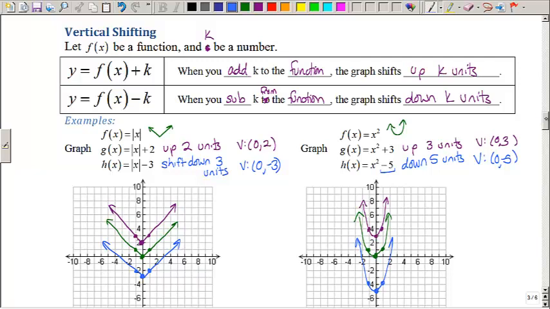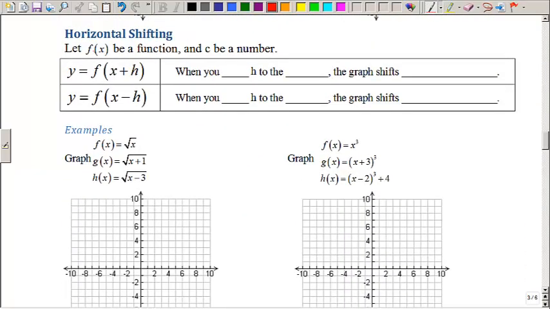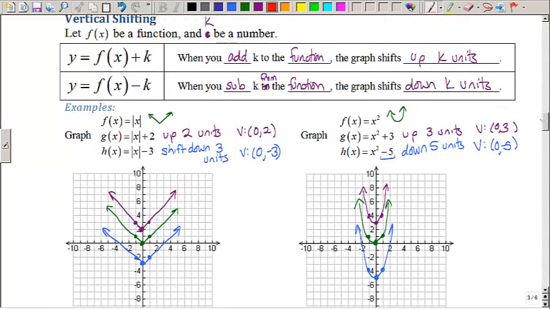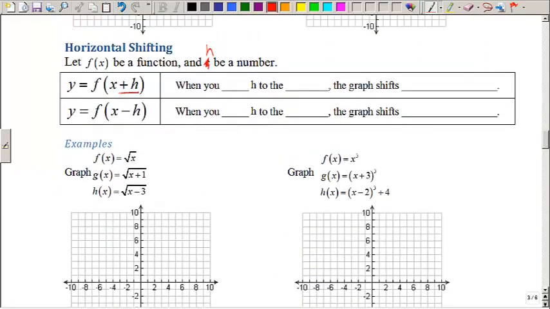So those are some examples of vertical shifting. Next we're going to be covering horizontal shifting. If we let f of x be any parent function, and let h be a number, and I'd like to graph y equals f of x plus h, notice that this is different than the vertical shifting because the plus and the minus is happening inside the parentheses, whereas on the vertical shifting, the plus and minus was happening outside of the function. When the adding or subtracting happens outside, we're going up and down. When the adding or subtracting happens on the inside of the parentheses, we'll be moving left and right instead.